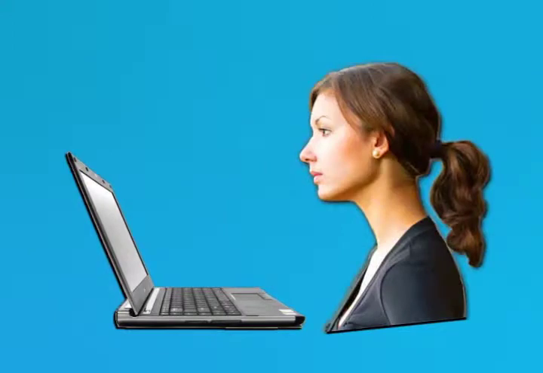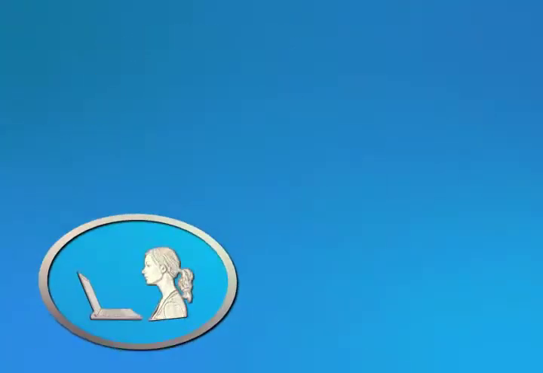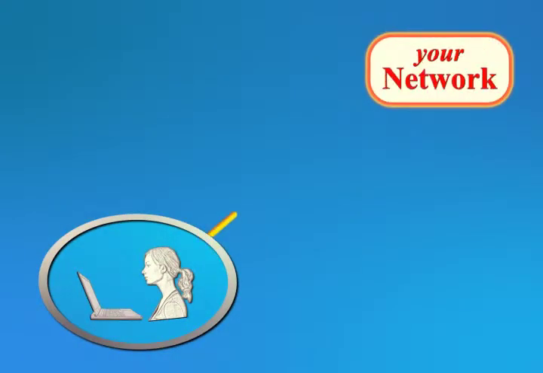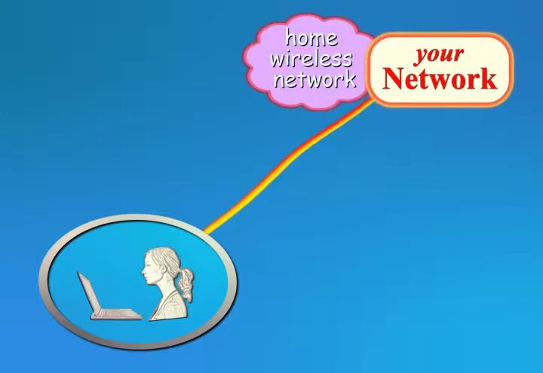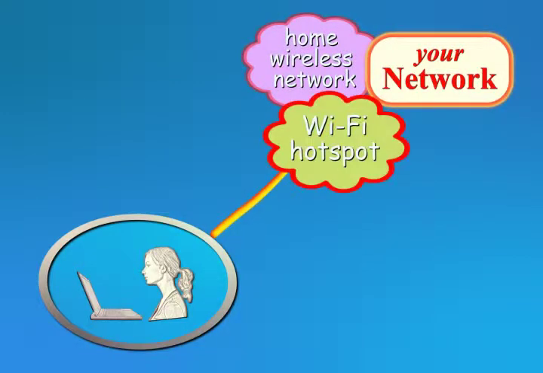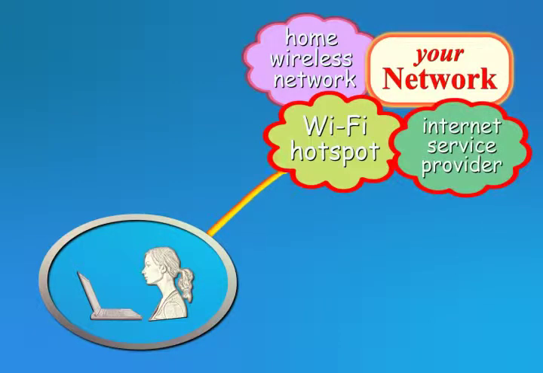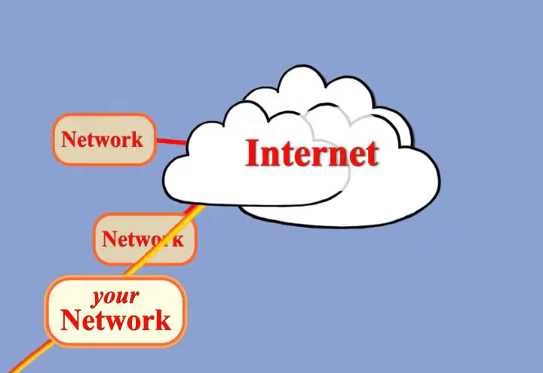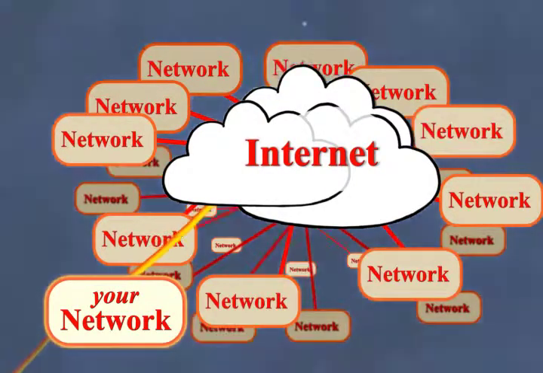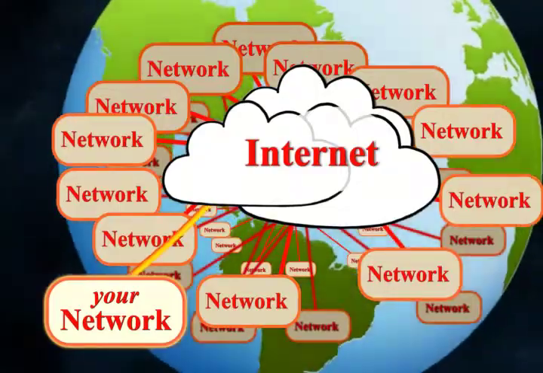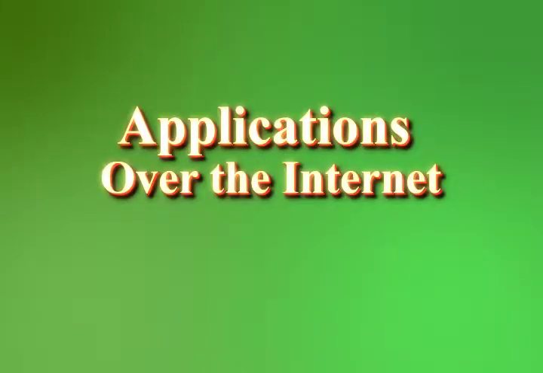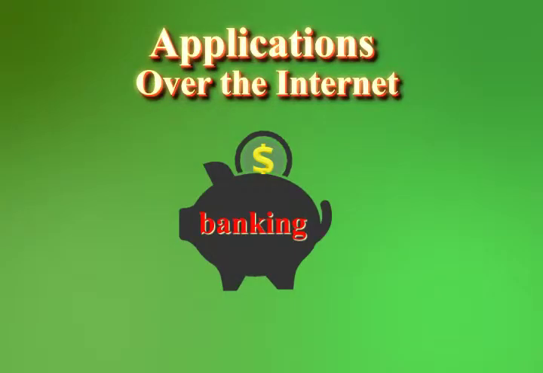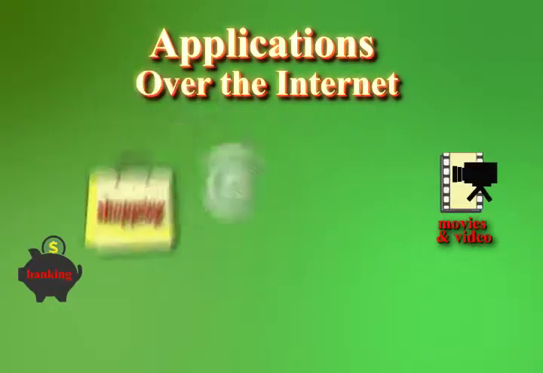When you want to connect to the internet, you first connect to a network. Maybe to your wireless home network, to a Wi-Fi hotspot, or directly to your internet service provider. Since that network is already connected to the internet, then you too are connected to the internet, and connected globally. Of all the many activities on the internet from which you can choose, some of those activities require a fast connection, and some do not.